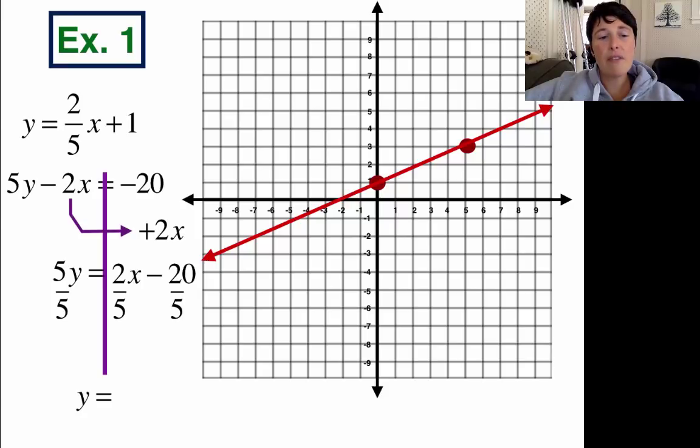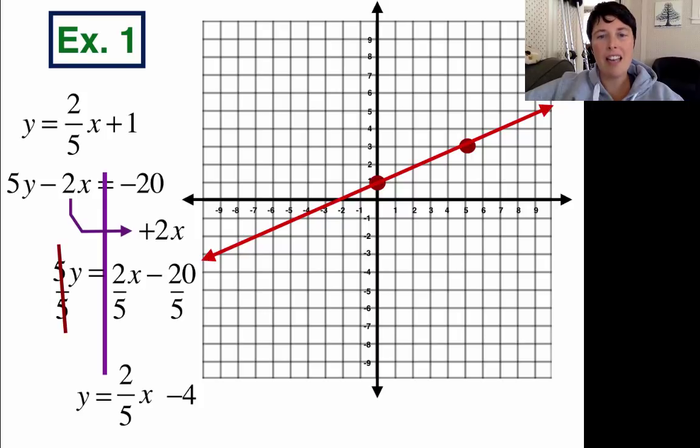That gets rid of the 5 from the y, which is what I wanted to do, but it leaves me with 2/5 x, and then minus 20 divided by 5. So I'm going to have 2/5 x minus 20 divided by 5, which is 4, so minus 4. Okay, now it's graphable. Y equals 2/5 x minus 4.